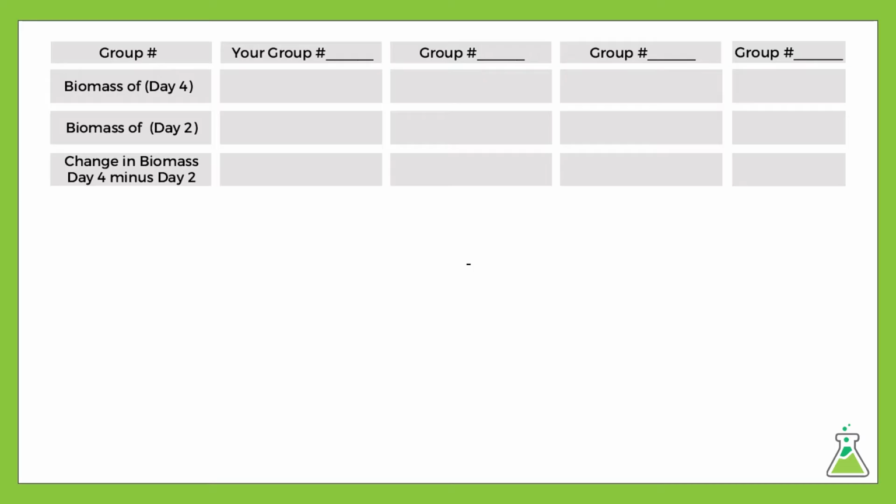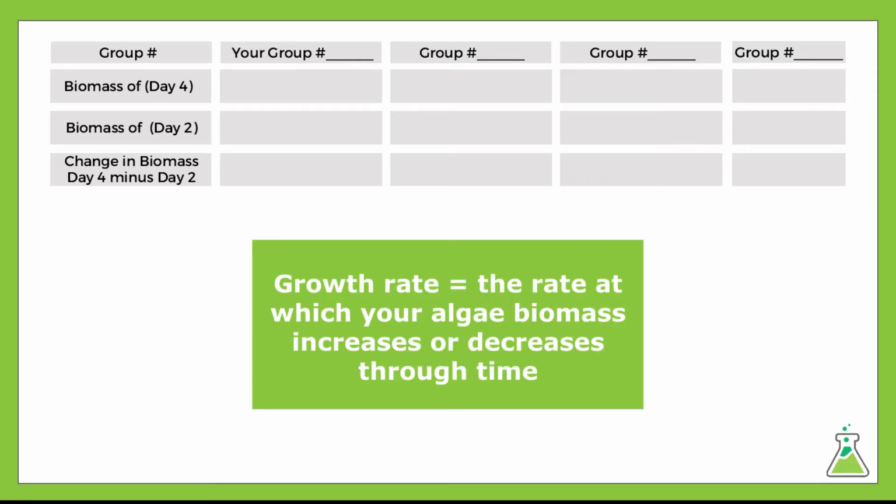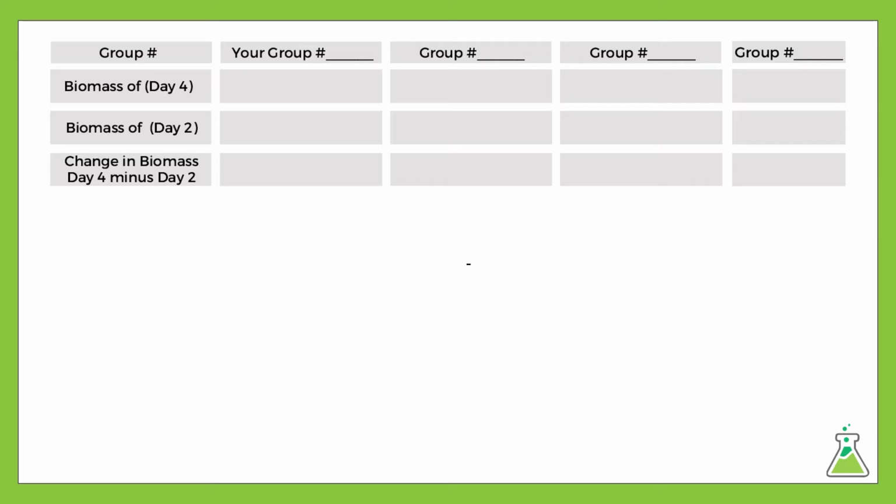Hey everyone, I'm going to walk you through the process for calculating the growth rate for your algae cultures, or the rate at which algae biomass is increasing through time. So first, we're going to fill out the table here with the data that we collected for Group 1, Group 2, and Group 3. And then I'm also going to insert some fake data here for Group 4, and I'm going to use that to calculate my growth rate. And then you can follow along with me using your own data to calculate the growth rate for your culture.